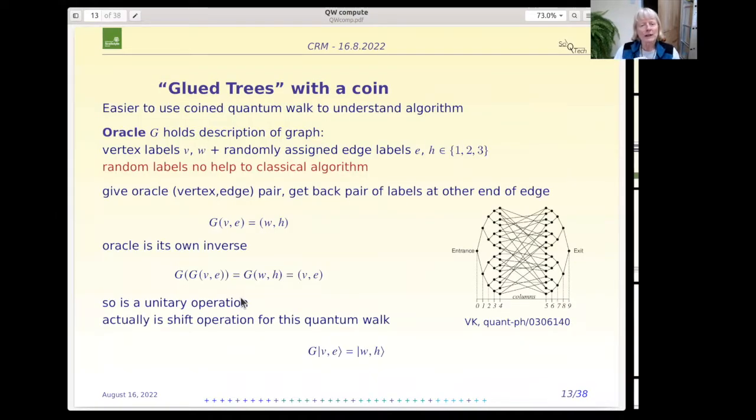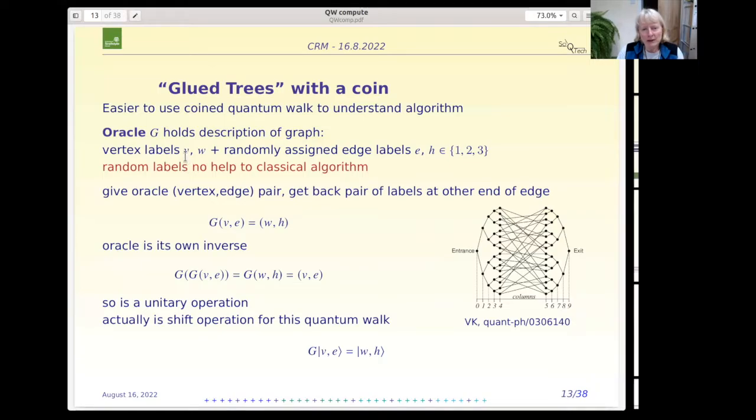Here it is with a coin, where it's easier to understand what it takes to make an algorithm out of this. So first of all, you need an oracle to hold the graph description. If you could see the whole graph, you could see how to get through. So you're only allowed to have local information here.